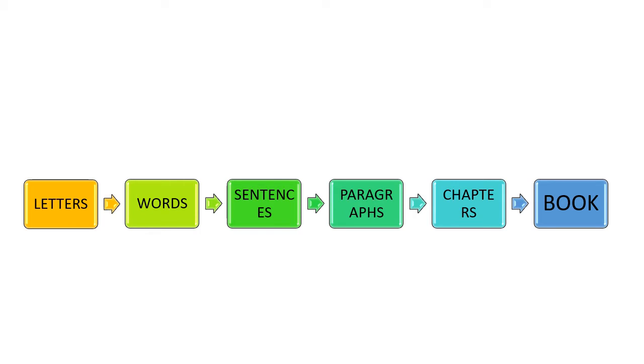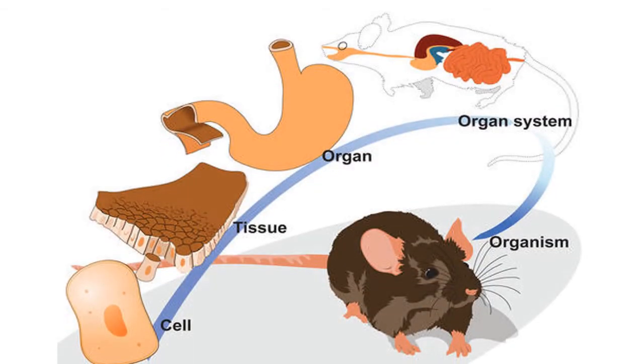We will try to compare this organization to a living organism. Living organism means everything that is living in nature. It includes plants, animals, insects, human beings, and microorganisms also, because they are also living. So let us understand the structural organization in a living organism. In the previous picture, you saw how a book is formed by the combination of letters, words, sentences, paragraphs, and chapters. Now, how is an organism formed?